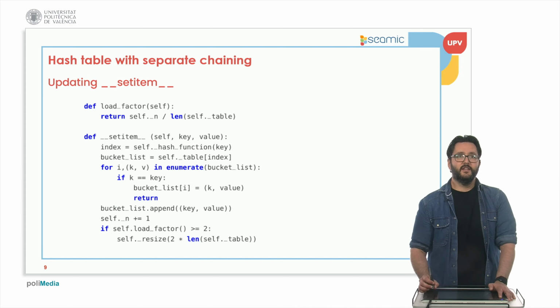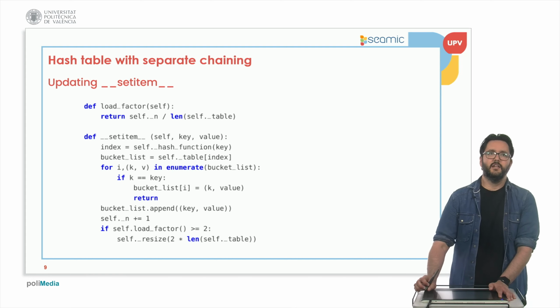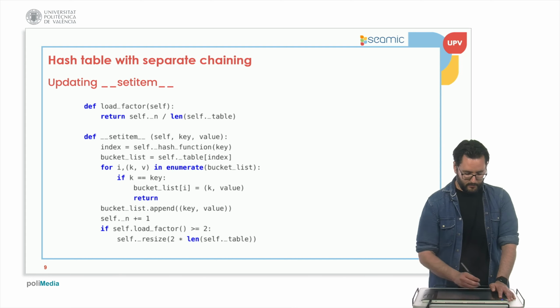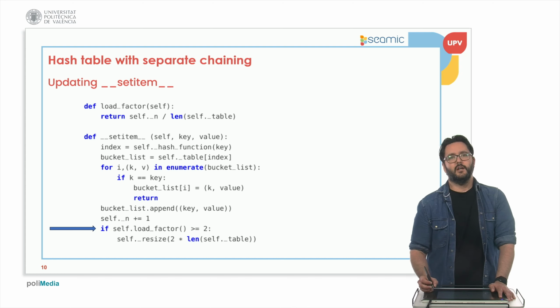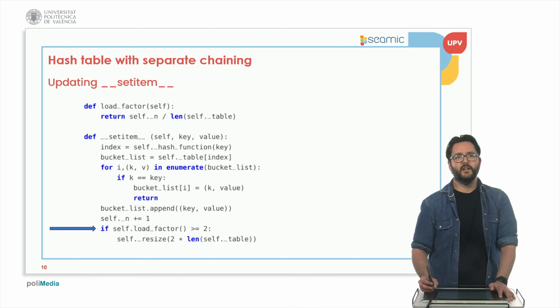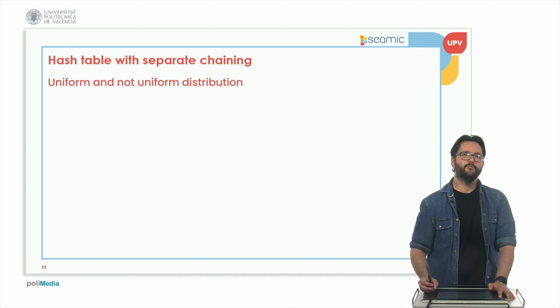We can then update the set item method in order to include a new condition that controls that the load factor is under a certain threshold. In this case, if it is greater than 2, we can perform this resizing, duplicating its size.